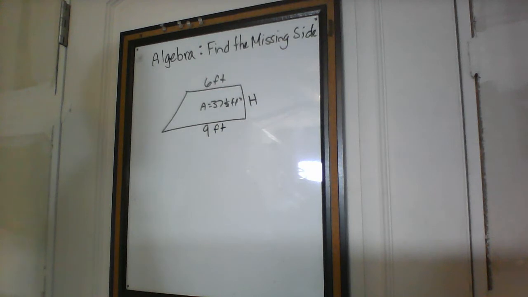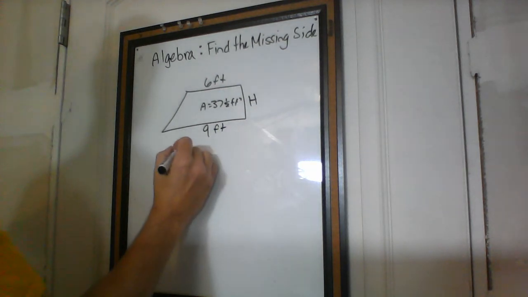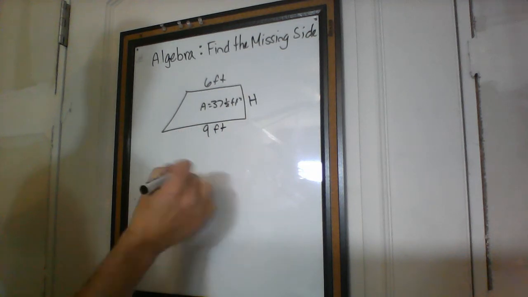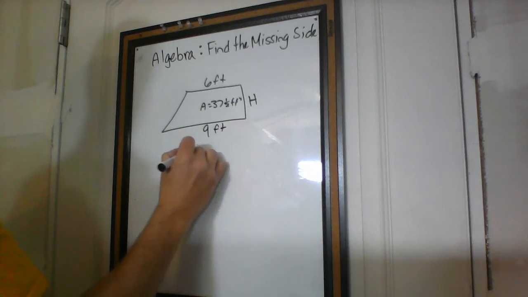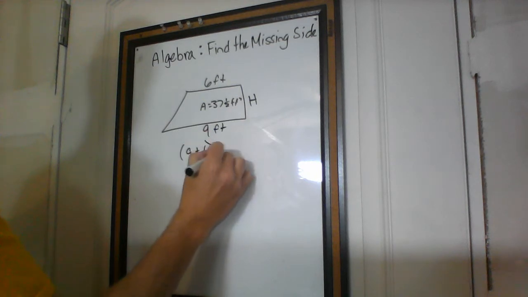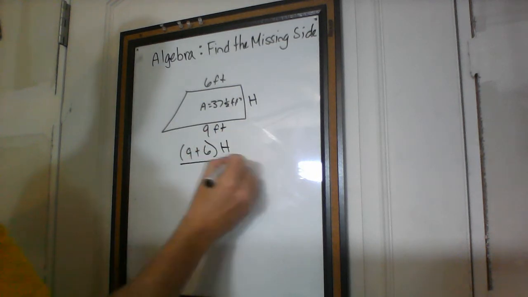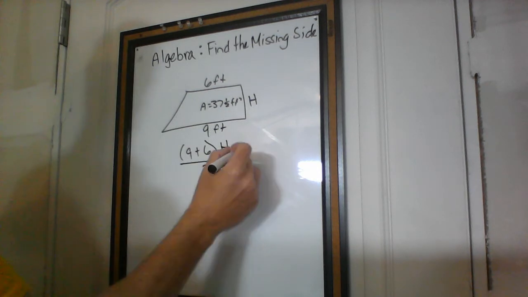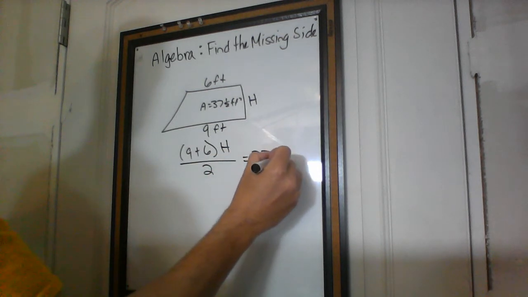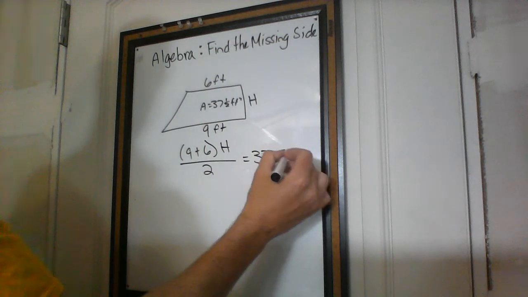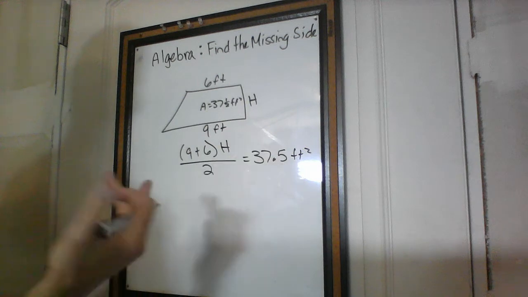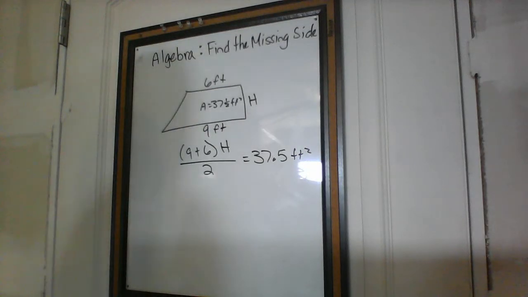Okay. If we set up our problem, we know that we have base 1. We're going to add our bases. Let's just do that. So we're going to have 9 plus 6 times our height, which we do not know. And then we're going to divide that by 2. And that's going to get us to our answer of 37.5 feet squared. So notice I did a half as a fraction, half as decimal. You guys know I don't care. They mean the same thing.